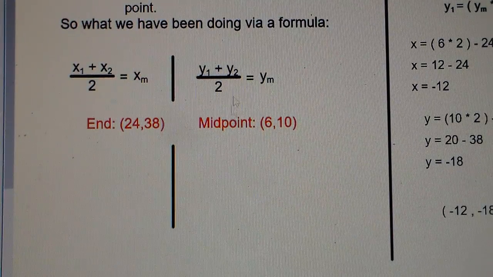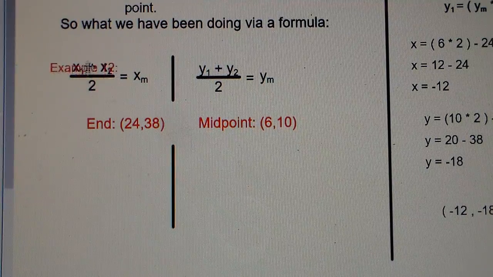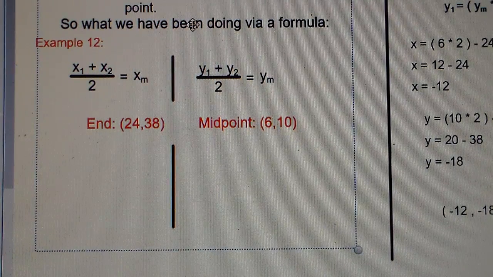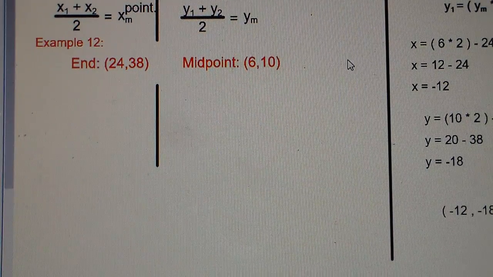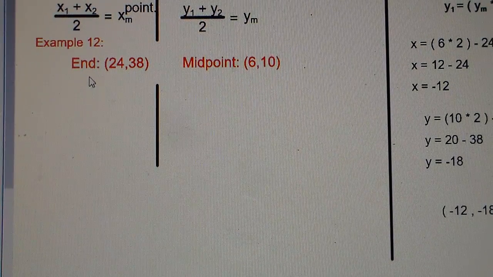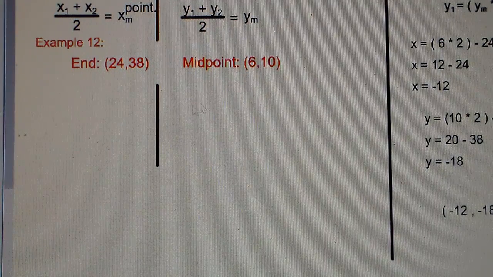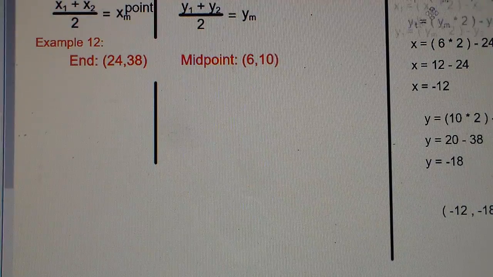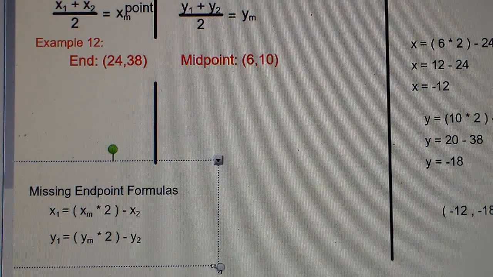Let's do another one here. Our goal, once again, for example number 12, is to find the other endpoint of the line segment with the given midpoint and endpoint. So our endpoint is (24, 38). Our midpoint is (6, 10). So I'm going to use my missing endpoint formulas. Put that here in the bottom left-hand corner.